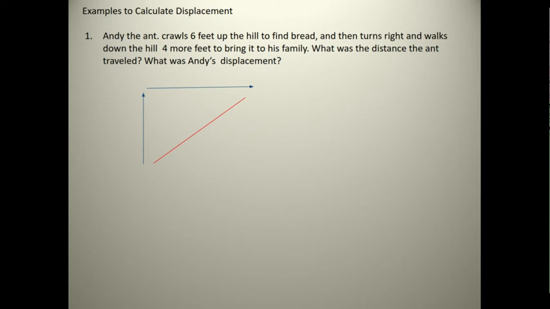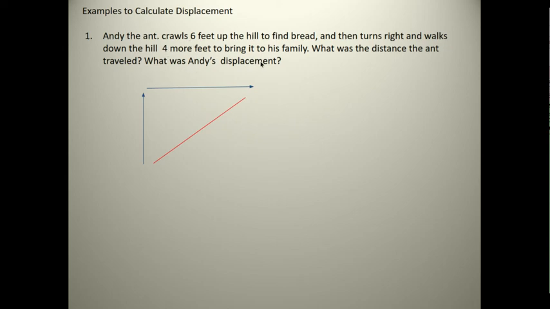Andy the ant crawls 6 feet up the hill to find some bread, then turns right and walks down the hill 4 more feet to bring it to his family. What is the distance Andy the ant traveled, and what was Andy's displacement? Now again, the units of measurement that we're using here are feet, not miles, but that's irrelevant right now. What we do want to figure out is how far did the ant travel? I'm sure by now you can figure out that he traveled 10 feet, 6 feet plus 4.